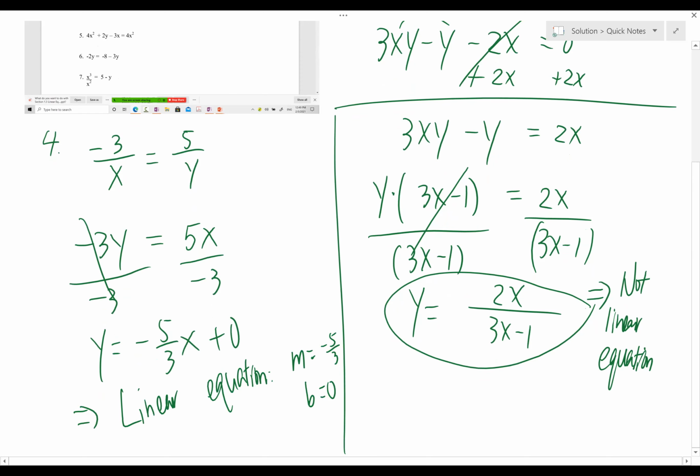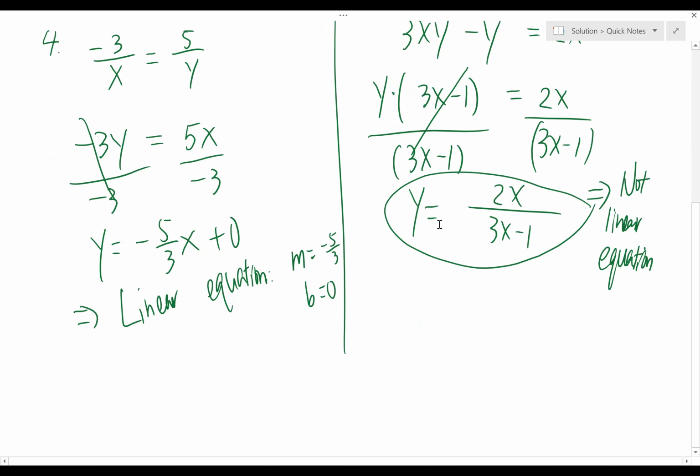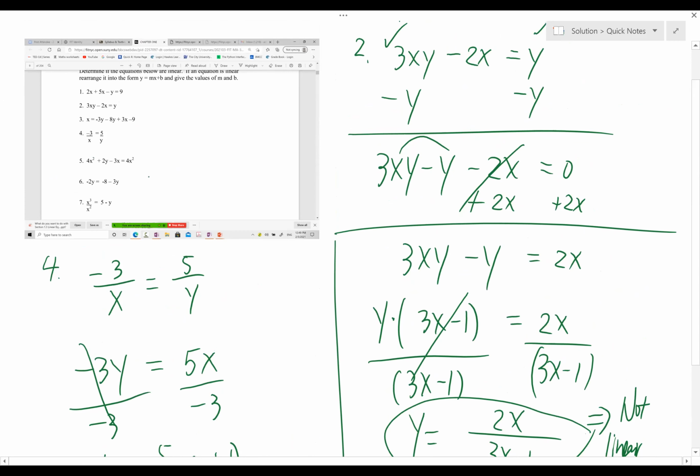And question 6. Let's quickly go over question 6. Question 6 is -2y minus 8 minus 3y equal to -8 minus 3y. Similarly, we're going to combine both y variables. So add 3y to both sides of the equation. Okay, cancel that. 3y minus 2y, that's y, and equal to -8. Is this a linear equation?